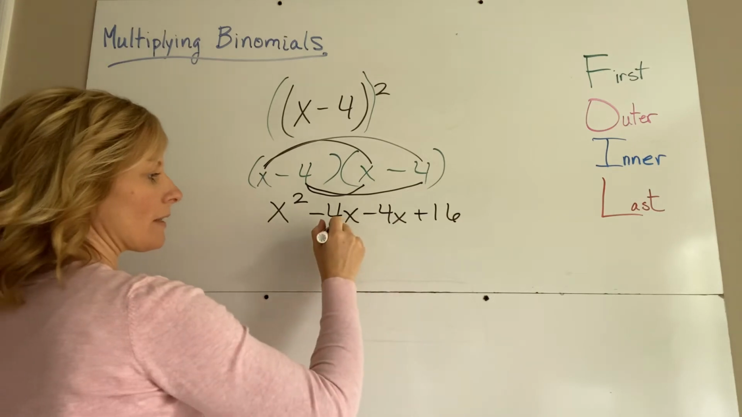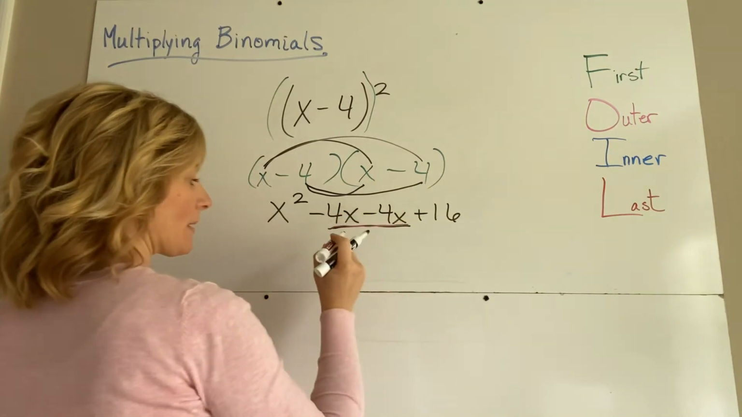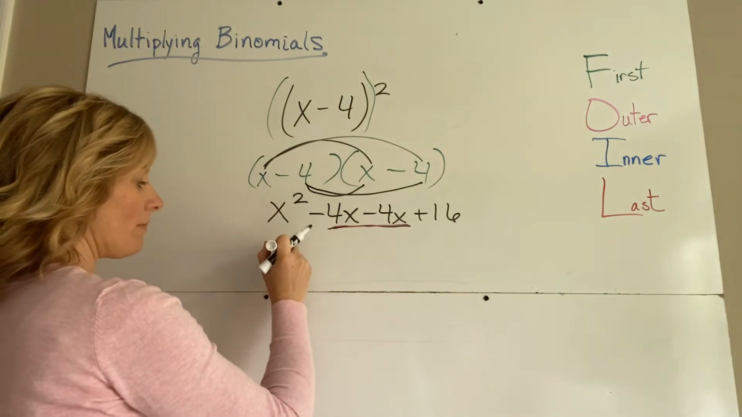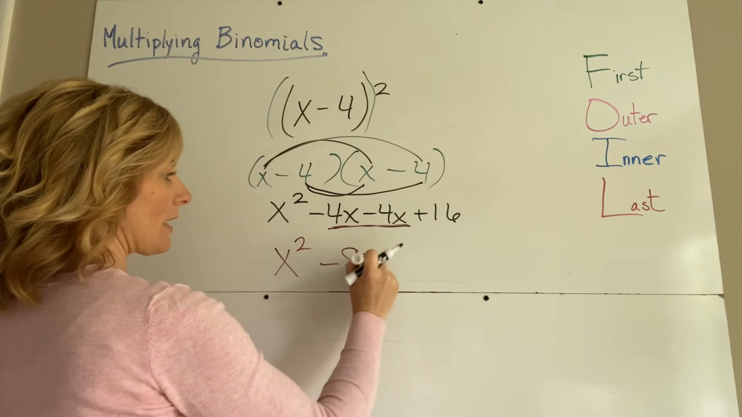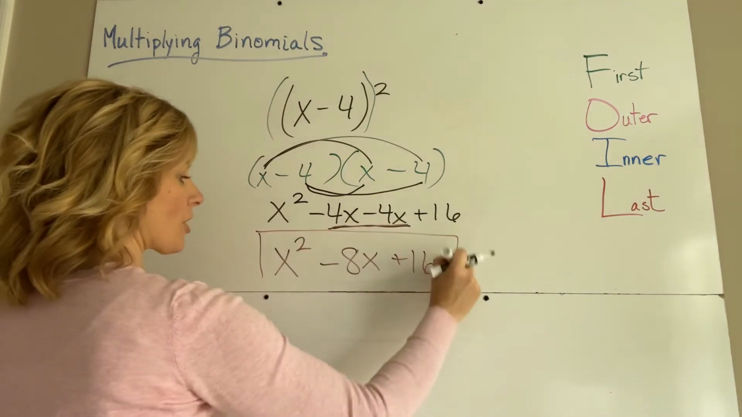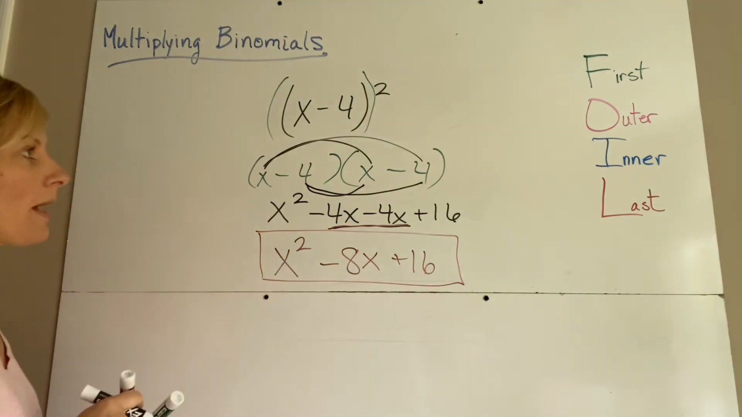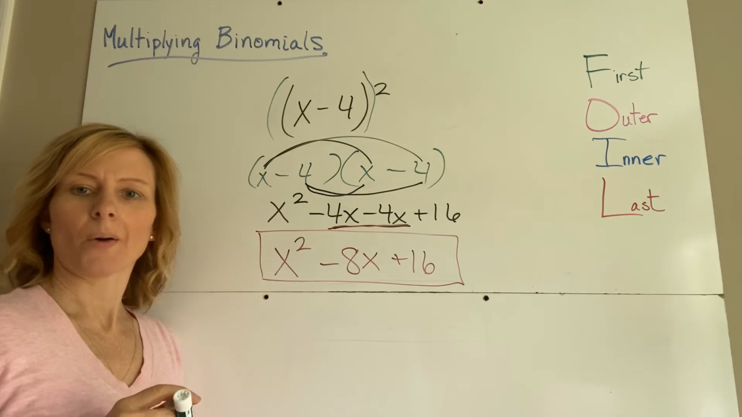What happens here? This time they do not cancel out, my friends. They combine to something larger in the negative realm, but it is still further from 0. This is negative 8x plus 16. We get another trinomial after multiplying, squaring this binomial, okay?